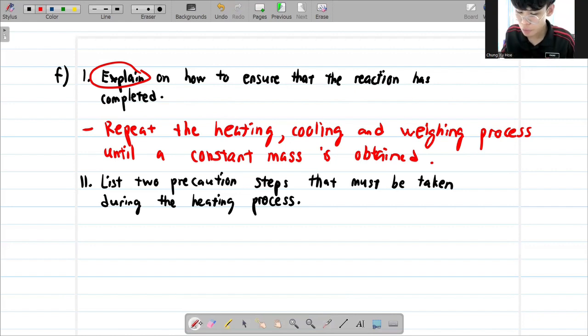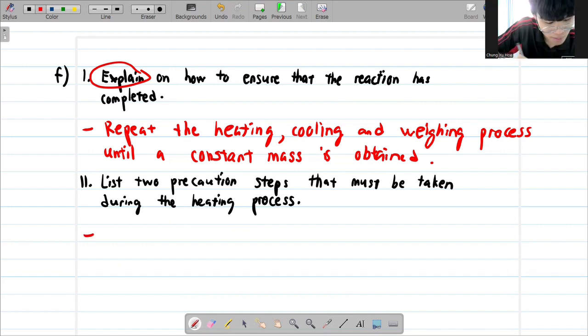Next, two precaution steps that must be taken during the heating process. Okay, remember what I told you earlier? There are two things. You need to open and close the crucible lid at intervals. Why? You need to open it to ensure that the oxygen can enter inside and react with your magnesium. And you need to close it because you want to prevent the white film of magnesium oxide from escaping to the surrounding, right? Write it down, please. That's your answer.